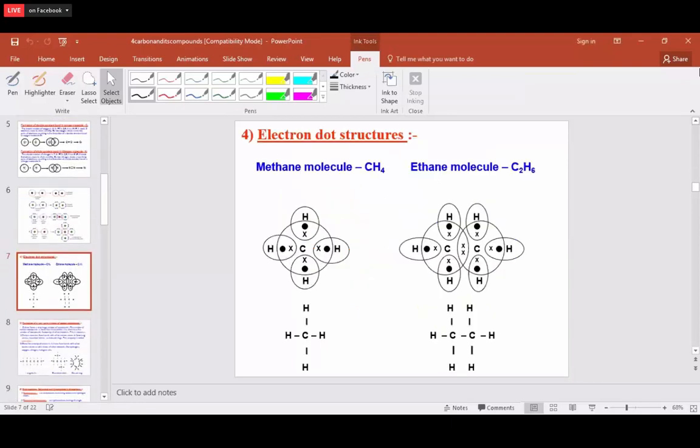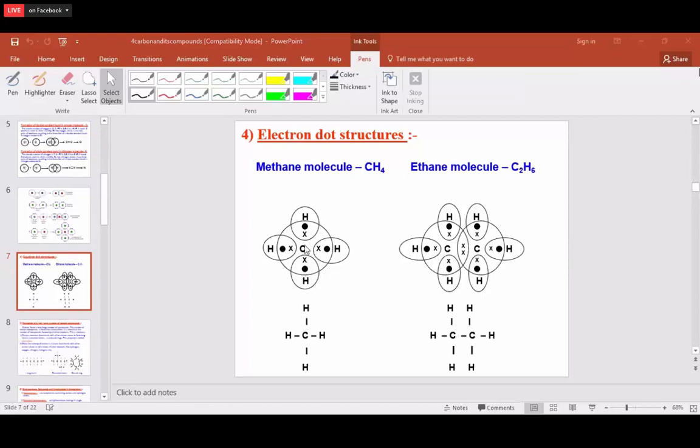Okay. So this is the electron dot structure. CH4 is nothing but the methane molecule. Here again, the carbon has 4 electrons, 1, 2, 3, 4. Hydrogen can share one electron at a time. So 4 hydrogens need to make a bond with the one carbon atom. The hydrogen is sharing one electron with this. So here one bond, C single bond H.